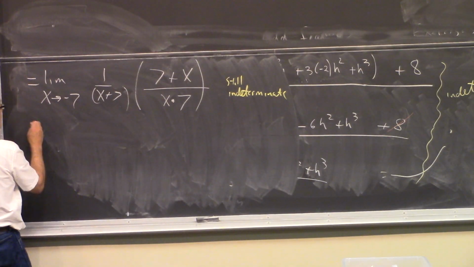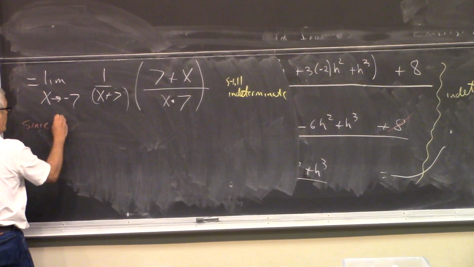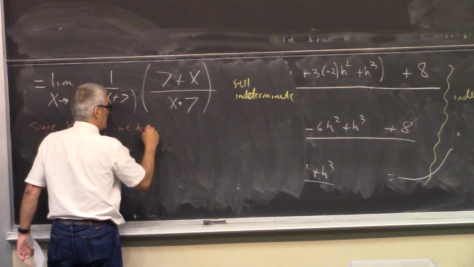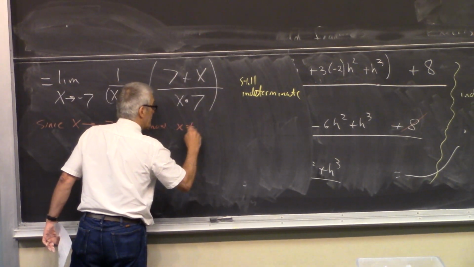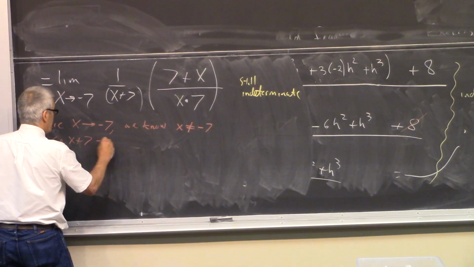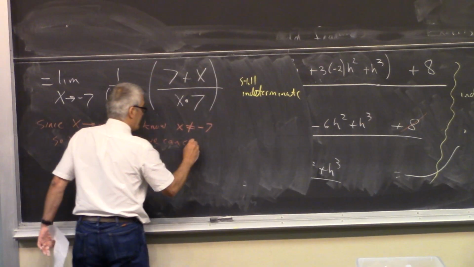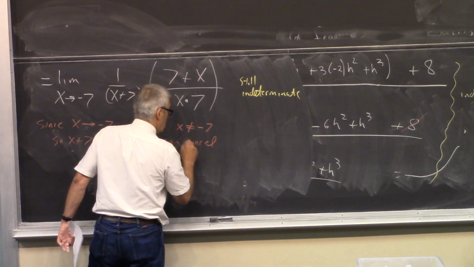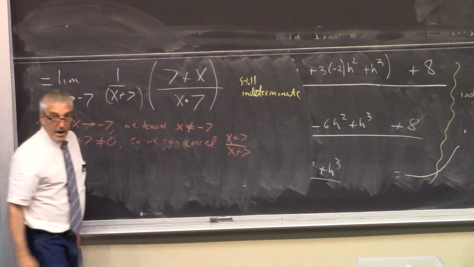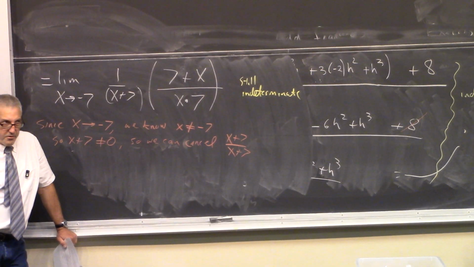So we have the same thing as we've had all class periods. Since x is approaching minus 7, we know that x is not equal to minus 7. So x plus 7 is not equal to 0. So we can cancel x plus 7 over x plus 7. Again, that's a lot to write, but you write that a couple of times and it'll be tattooed on your brain.